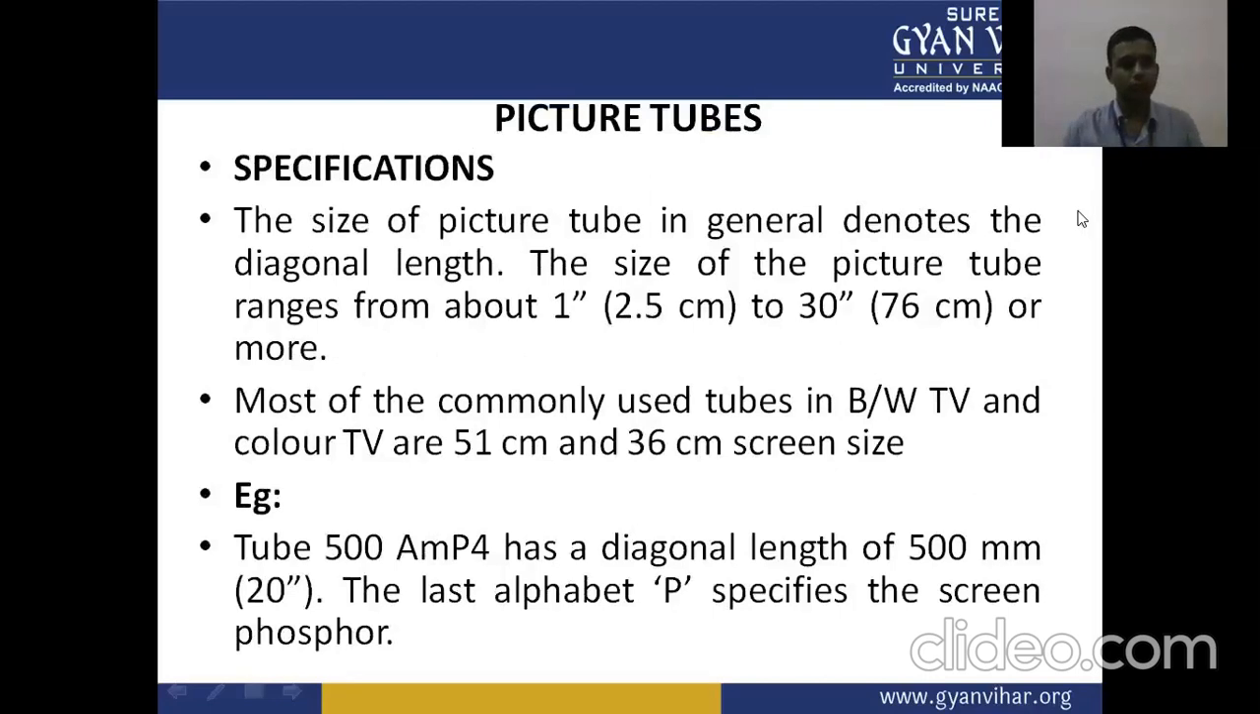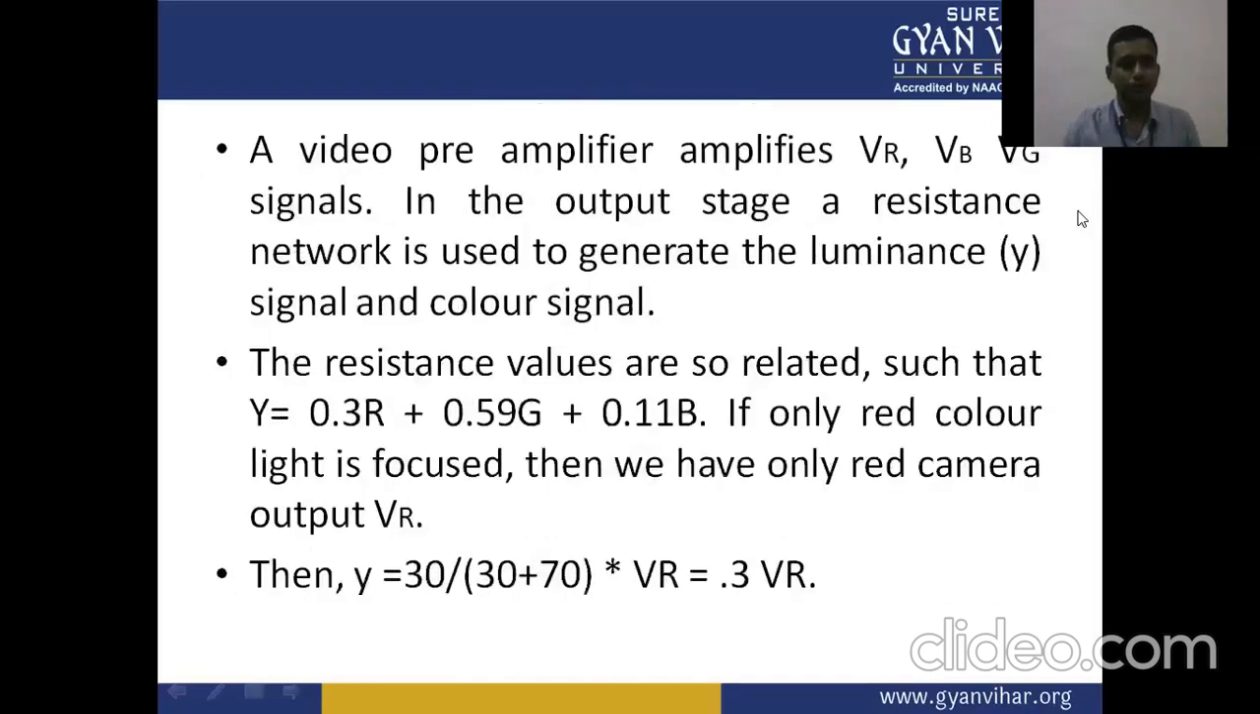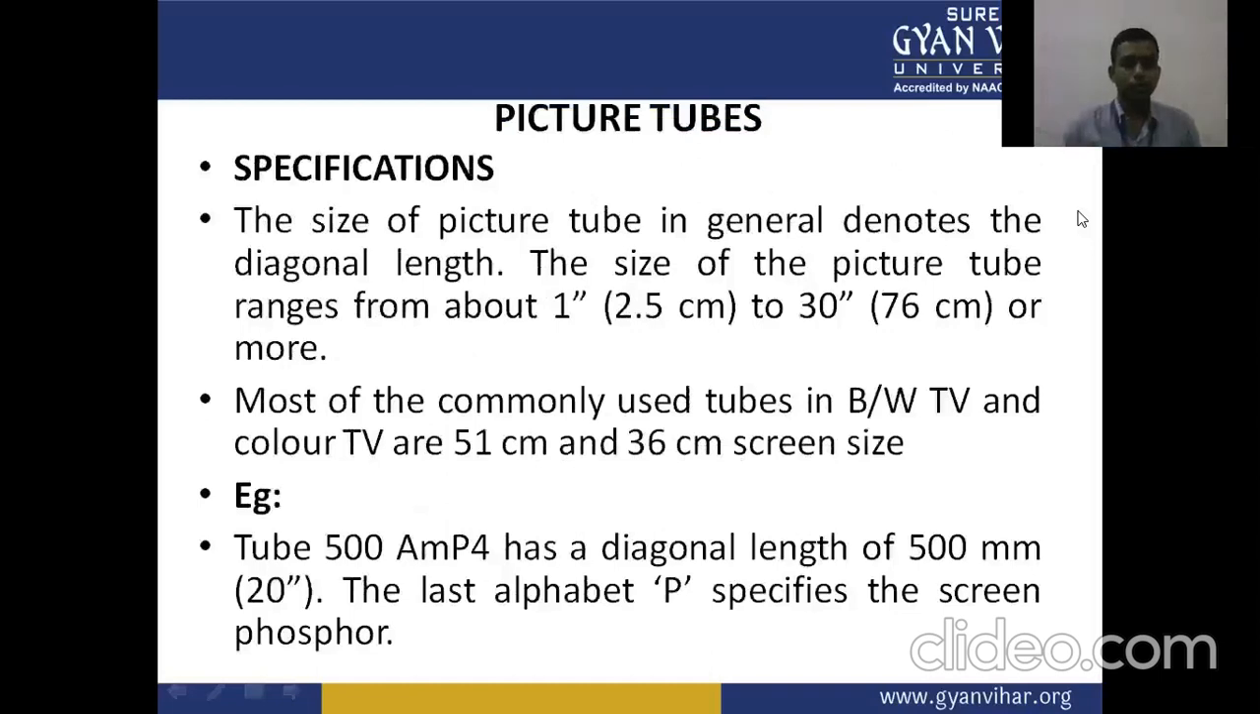Picture tubes. In the next section, we have picture tubes. A camera tube is a device which converts the image or light signal into the composite video signal. And a picture tube is a device, a CRT, which develops the picture on the screen through the electrical or video signal.